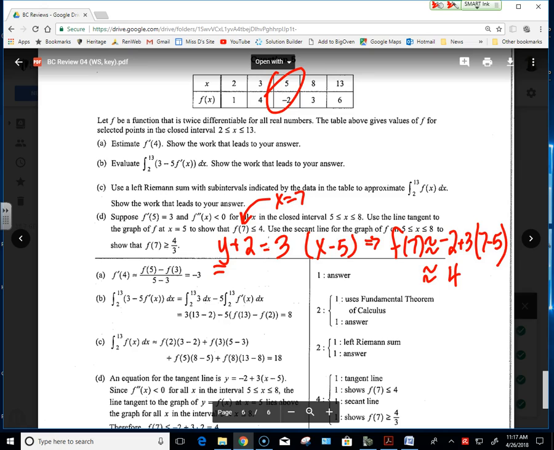Then it says use the secant line. Hey, hold on. I heard a lot of people asking about secant lines yesterday in class. So tell me what you learned, what you figured out.